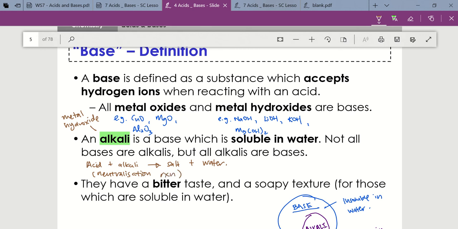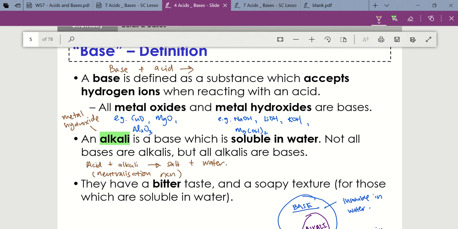But what are we learning in Sec 3? We're not just learning about alkalis, but we're learning about what is a base. Okay, so what exactly is a base? A base is defined as a substance that accepts hydrogen ions when reacting with an acid. So here we have a reaction which is base plus acid. It will cause the base to accept hydrogen ions.